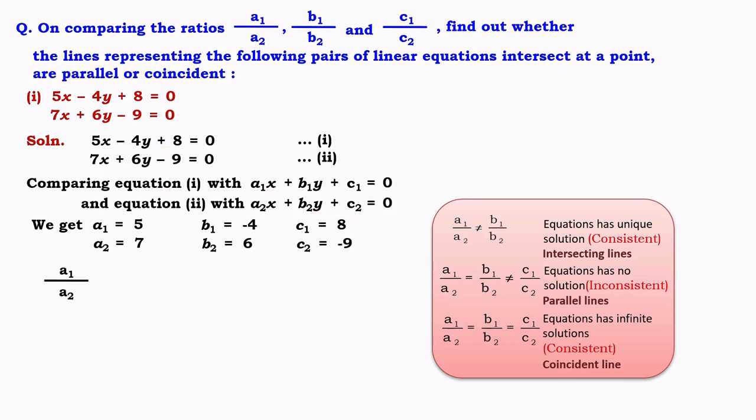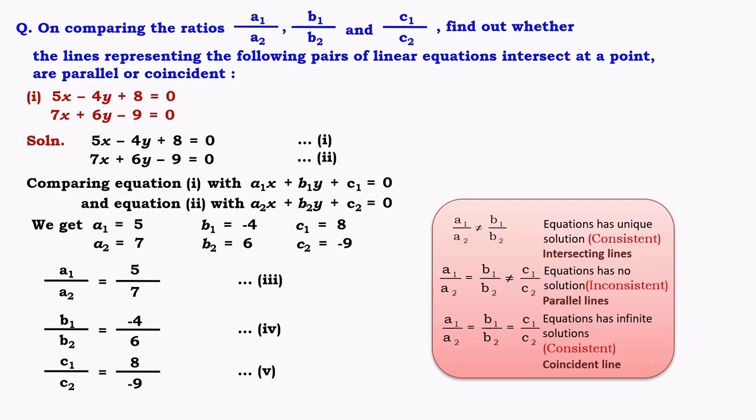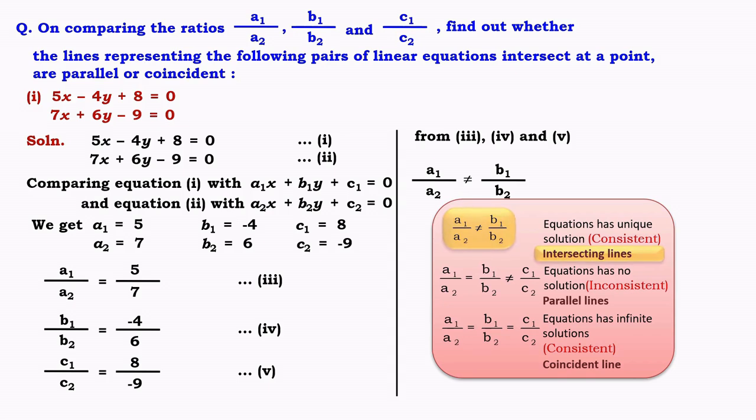Now, let us compare the ratios. a1 by a2 is 5 by 7. b1 by b2 is minus 4 by 6. c1 by c2 is 8 by minus 9. Clearly, 5 by 7 is not equal to minus 4 by 6. Since a1 by a2 is not equal to b1 by b2, the lines will intersect. So, the pair of equations has a unique solution. Therefore, the system is consistent and the lines intersect at a point. Final conclusion: the given lines intersect each other and have one unique solution.